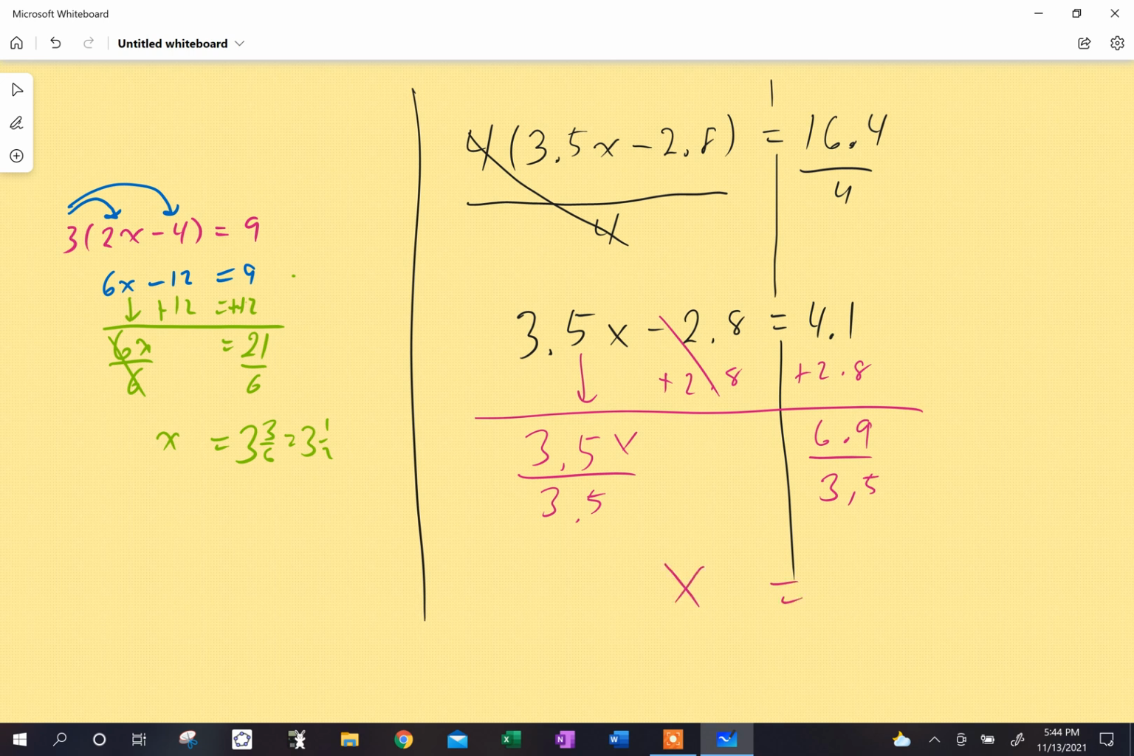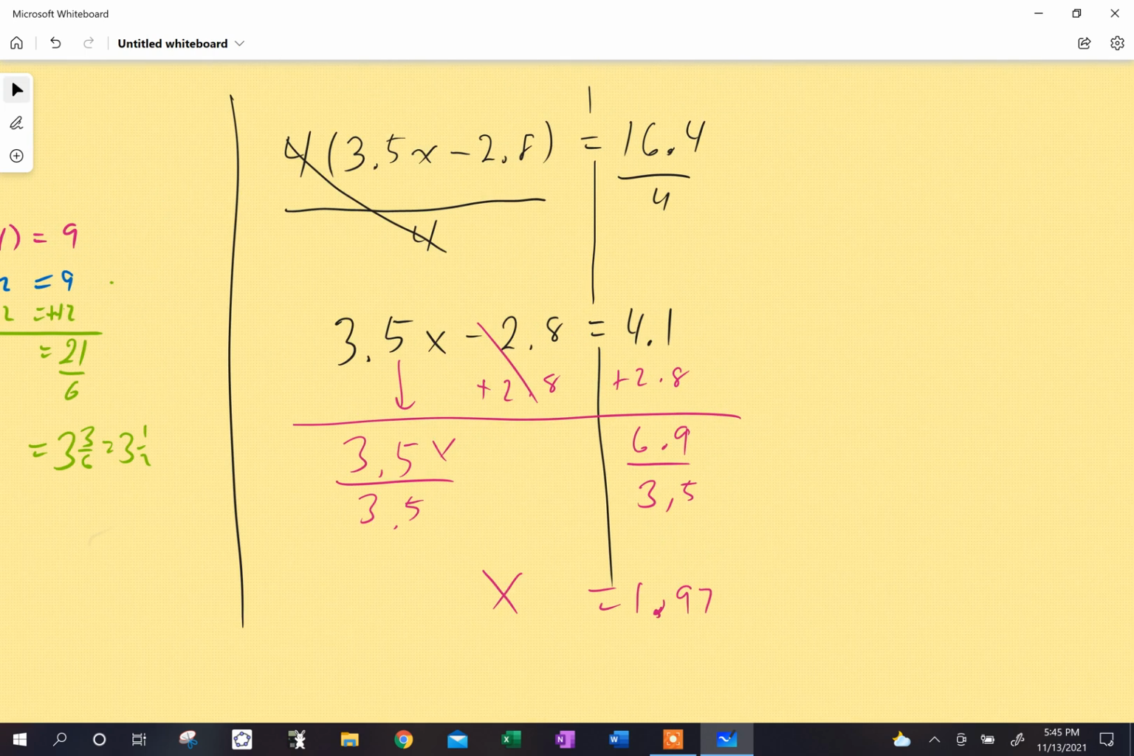X is going to equal something very close to 2, because 7 divided by 3.5 would be 2. Let's see. So it looks like I get an answer of 1.97, and it goes on and on, but I'm going to round it to 1.97.